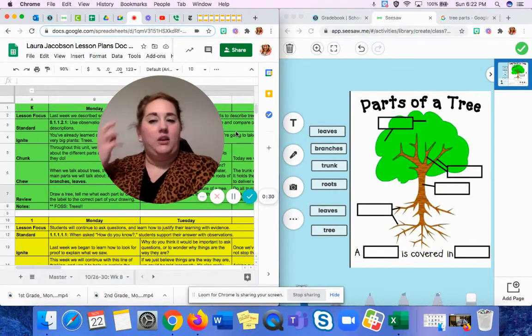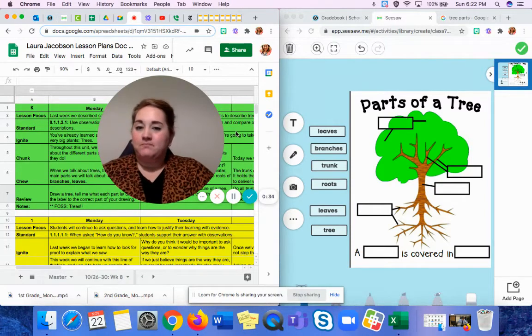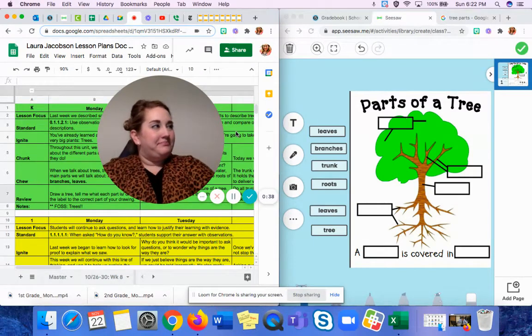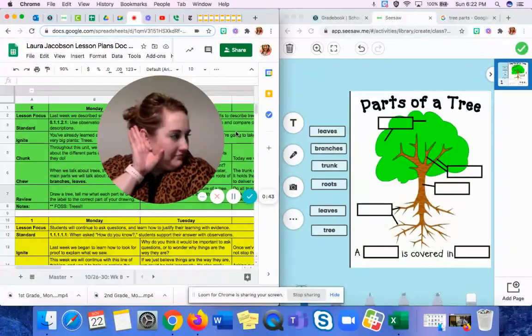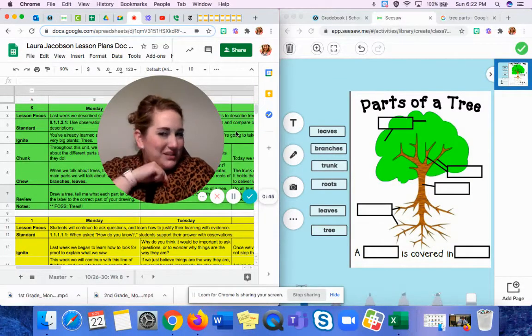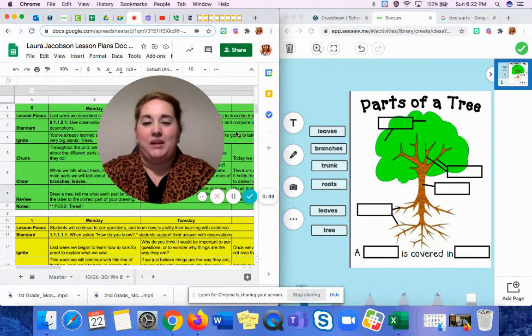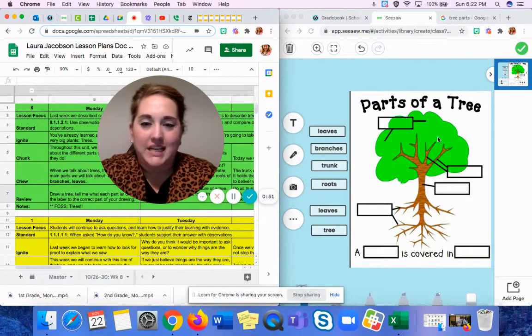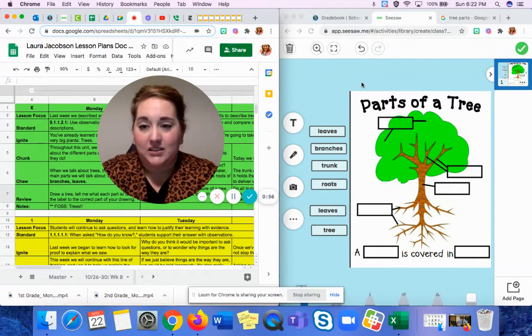I wonder if you can look at my computer screen and figure out what that plant is. Take a moment and take a guess. Did you say trees? You're right. There's a tree on my computer, right here. And we are going to begin learning about trees.